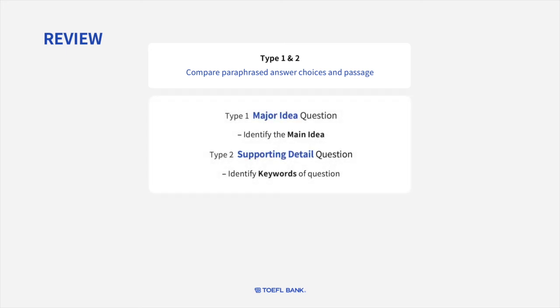To sum up, Type 1 and Type 2 fact questions both require you to compare the paraphrased answer choices and the passage. But when solving questions that ask about major ideas, you must begin with identifying the main idea of the paragraph. And for questions asking about supporting details, you must begin with identifying keywords within the question. When selecting an answer, be aware that an answer choice could be a fact from the passage, but not on what the question is asking for.